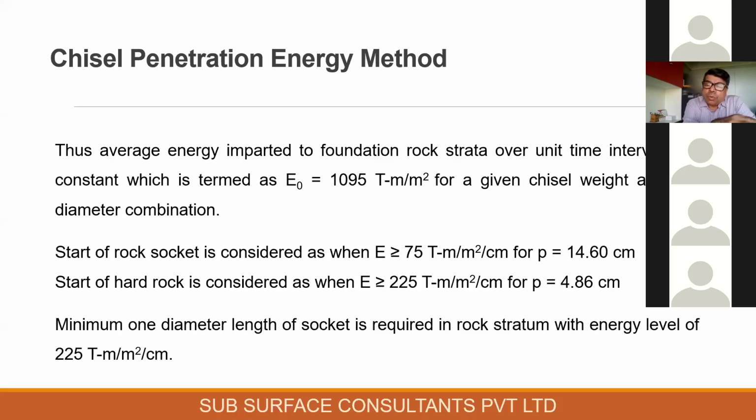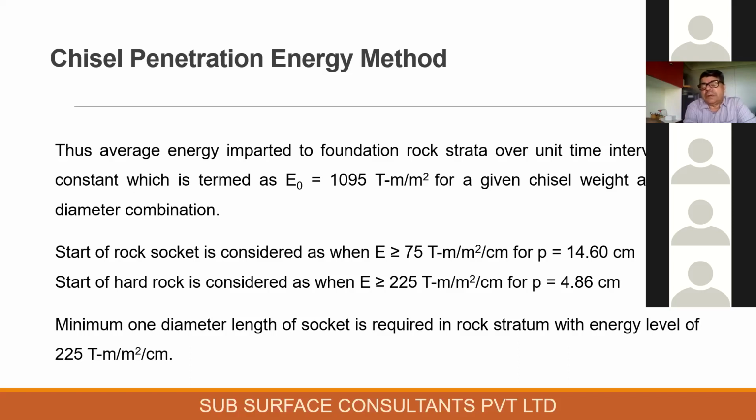Now, what was stated by Mr. Date in that paper was that he considered the start of the rock socket as when the energy level reaches 75 ton meter per meter square per centimeter. Then he said that he will consider rock as started. So if you put that value in this equation, then you find that the penetration is 14.60 centimeter. And similarly, hard rock is considered to have started when the E value is greater than or equal to 225 ton meter per meter square per centimeter, which will mean that the penetration is 4.86 centimeter.